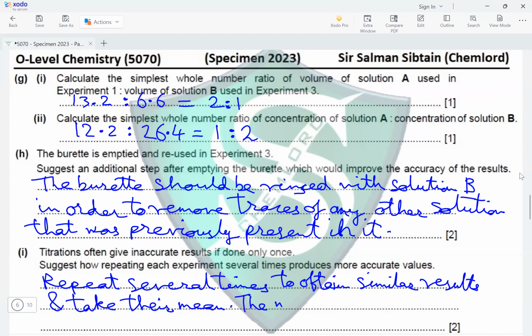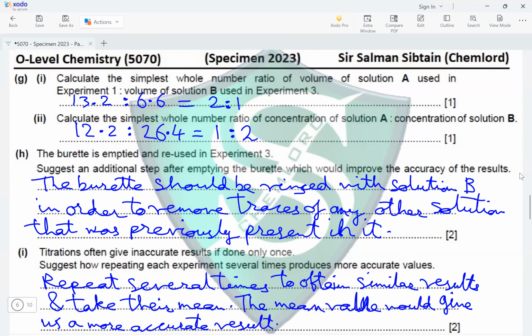The mean value would give us a more accurate result.